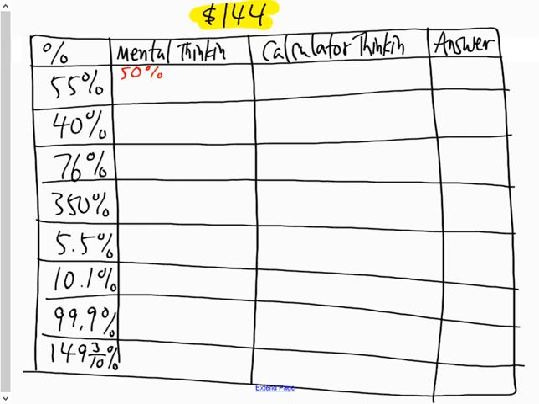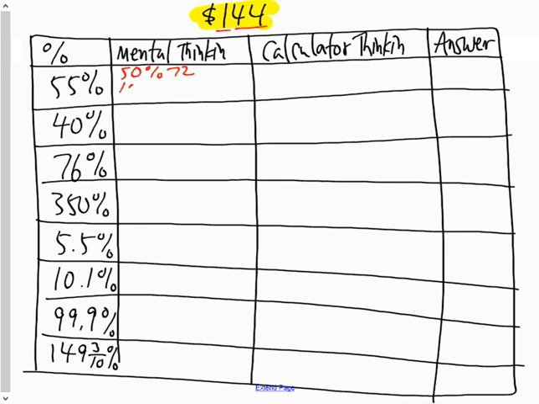is to first get 50%, and 50% of 144, the way I would do it, I say, well, 50% of that place value is 50. Half of 44 is 22. So 50 and 22 put together is 72. So therefore 50% is $72.